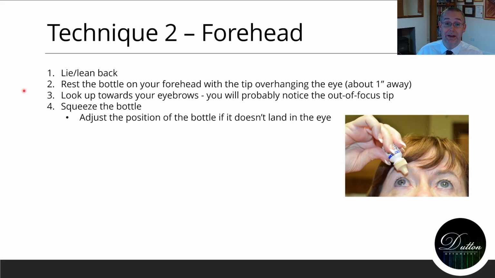To recap on that technique then, lean back as far as you can, or lie down if that's easier. Get the drop ready at the end, resting on the forehead so it's overhanging the eye, about a centimetre to 1 inch away, and you're going to get used to the correct position in terms of up, down, left and right so that those drops are hanging in the eye. But you want to be aware of the nozzle hanging there. It's probably going to be out of focus. But then you know that you're in roughly the correct position, and with a bit of adjustment you'll soon get used to that.